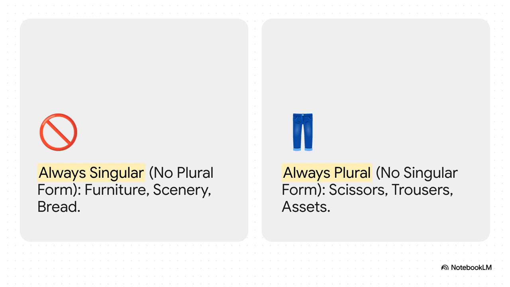So, what about words that don't even play the singular/plural game? Some nouns just don't have a plural form. You can have a lot of furniture, but you can't have furnitures. It's what we call a non-count noun. And on the flip side, some nouns only exist in the plural. You can't have a scissor or a trouser. You have a pair of scissors, a pair of trousers. They just don't have a singular form.